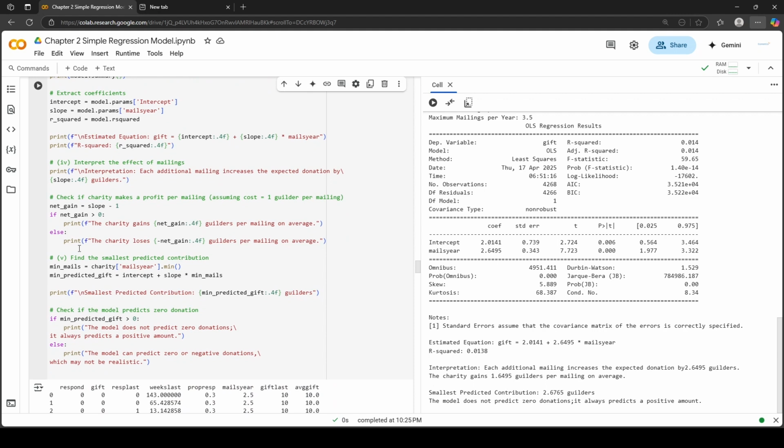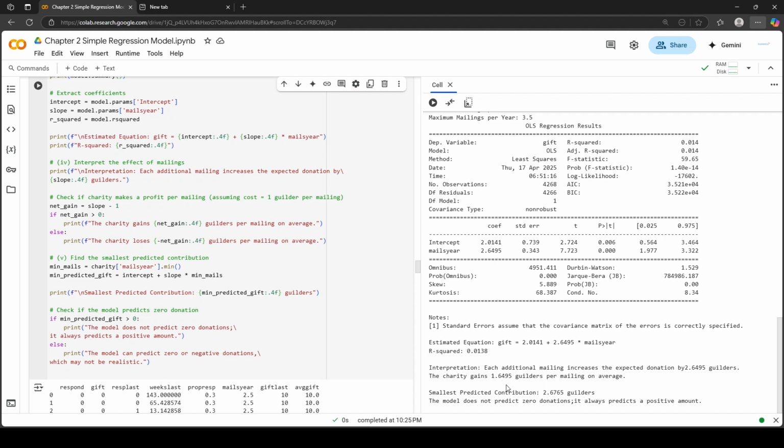Now look at the last part of the question. It says find the smallest predicted contribution. So for this, we are going to create a new variable by the name of min_mails equals charity mails year. Select this column mails year, and then type the min function, minimum, and then to find the minimum predicted gift, create a variable named min_predicted_gift equals intercept plus slope times this value, the minimum mails value.